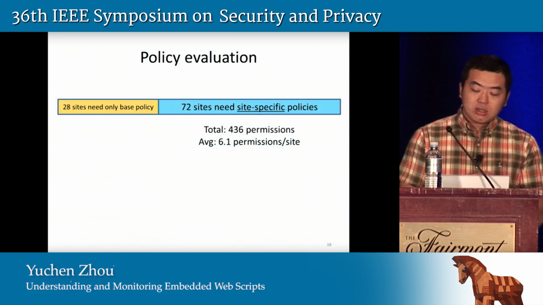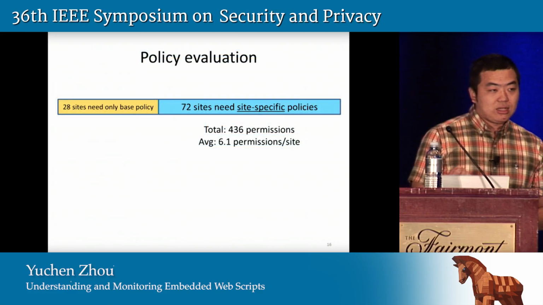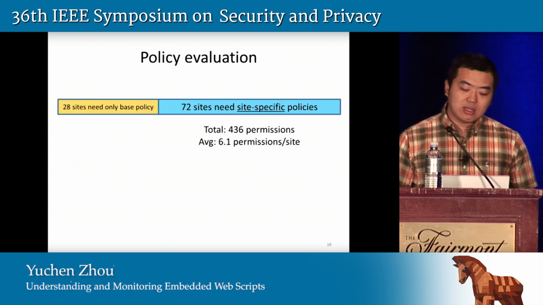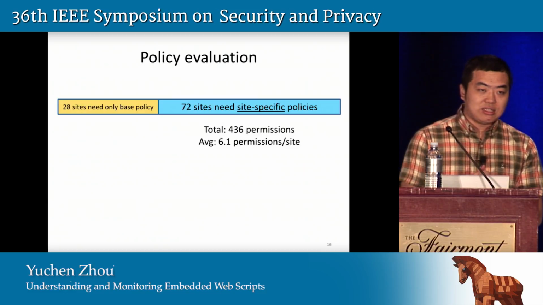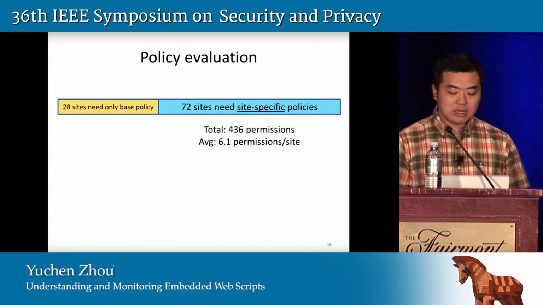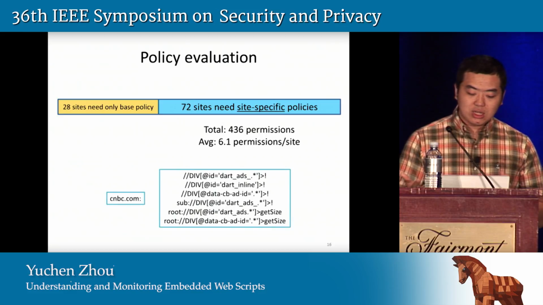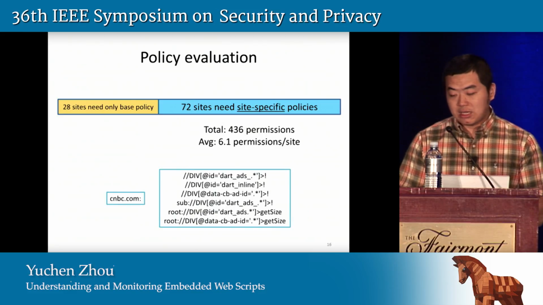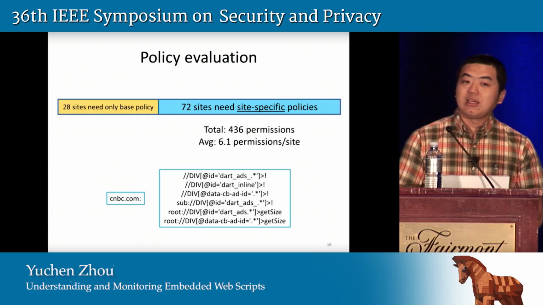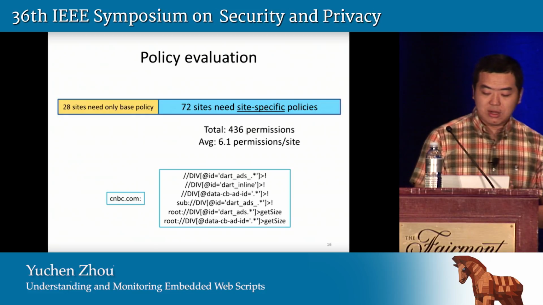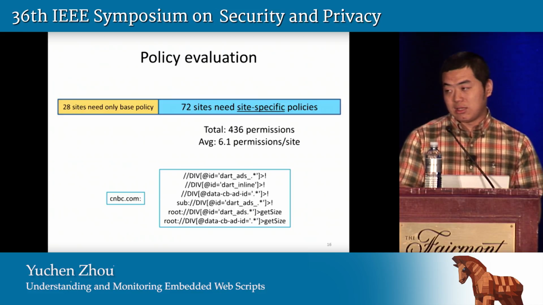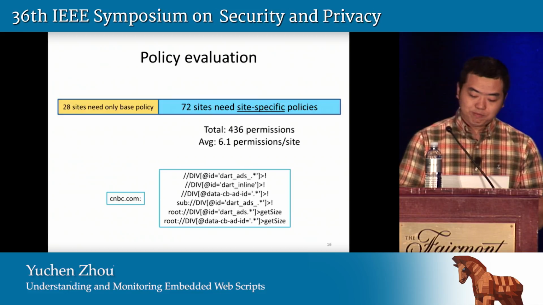But in general, there are 72 sites out of this 100 that require at least one site-specific permission. And the total number of permissions that we added is 436. This averages out to be around 6 permissions per site. So I'll give you an idea. Actually, this is the cnbc.com policy. This actually is exactly 6 permissions. So basically, the site administrators will need to write these policies when they want to use the script inspector system.